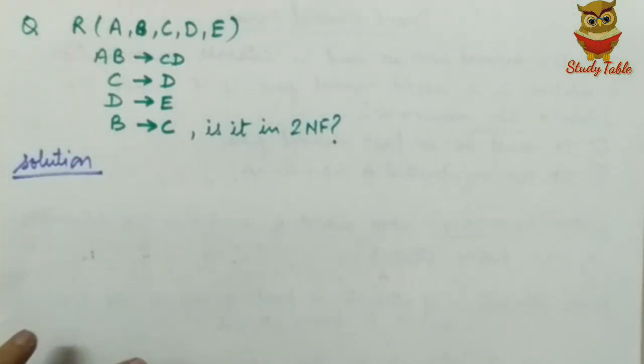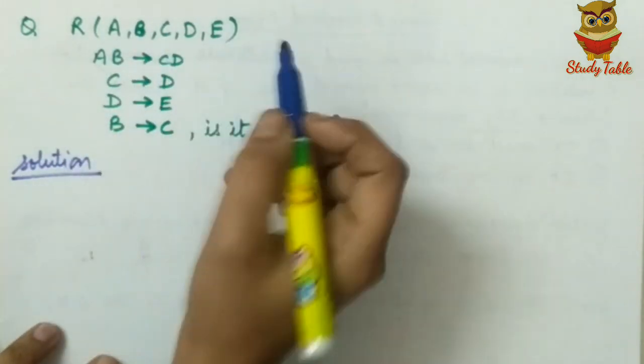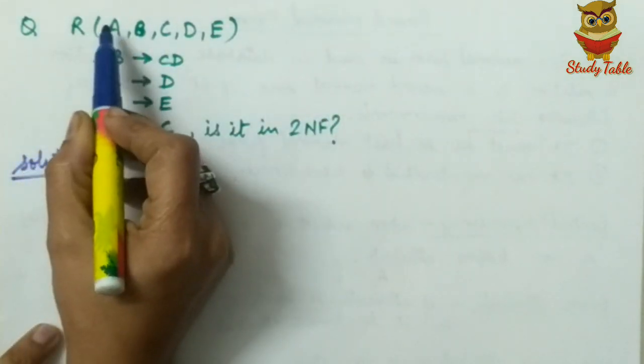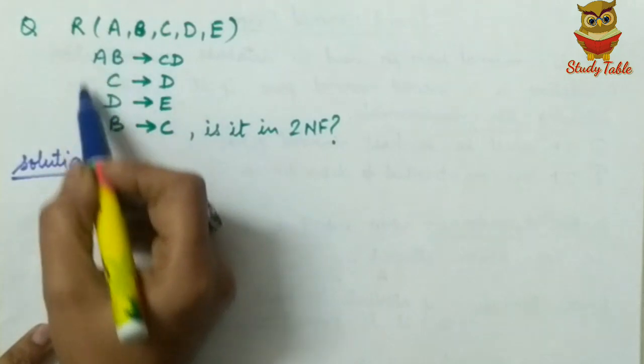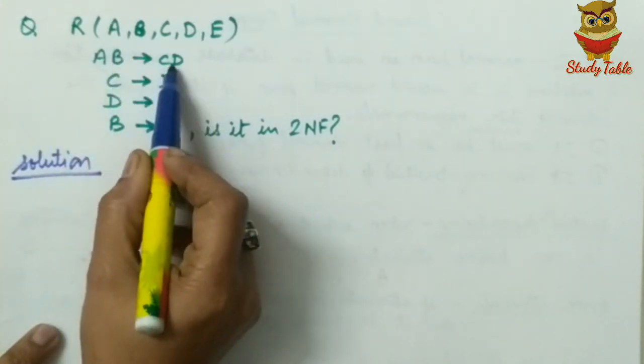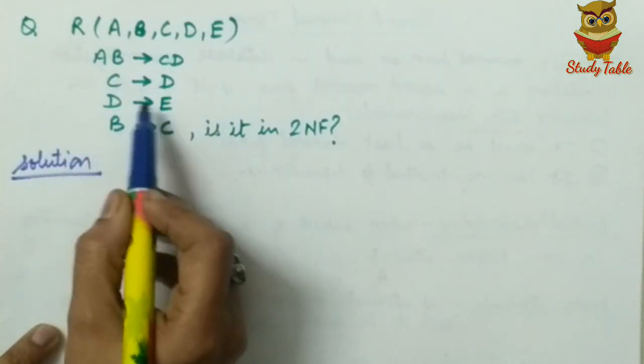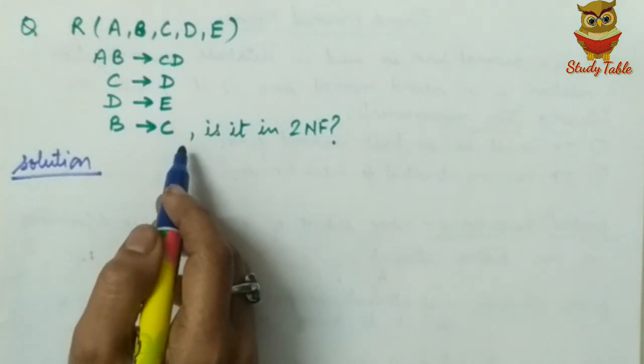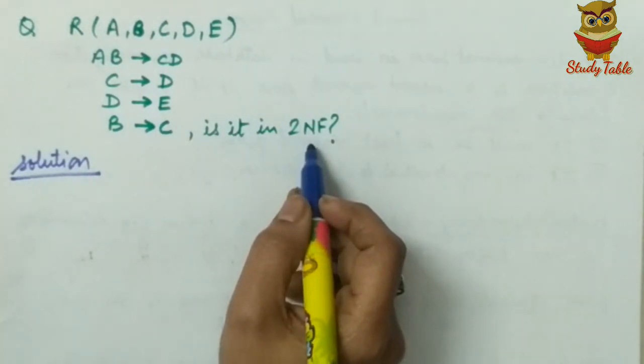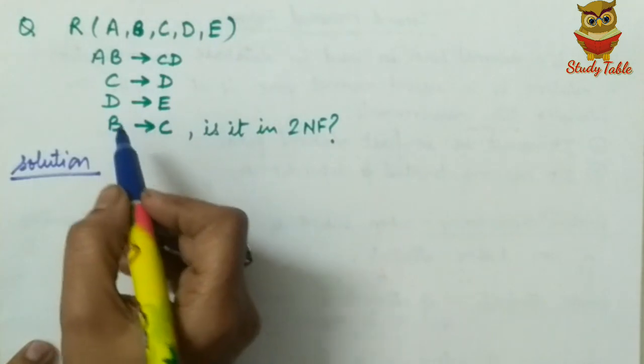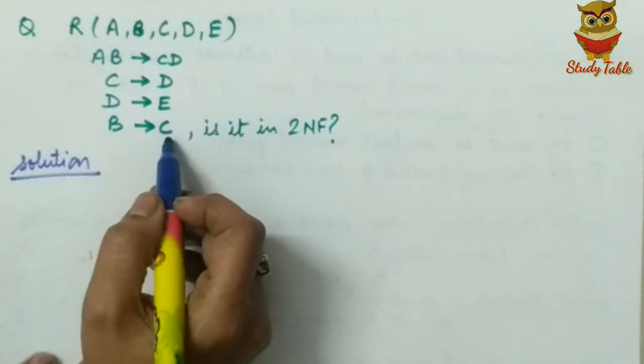Let's see another example with the attributes in general. So there is a relation R with the attributes A, B, C, D, E, and these functional dependencies: A, B determines C; D; C determines D; D determines E; and B determines C. And we have to check whether this relation is in second normal form or not. Now we have the functional dependencies with us.